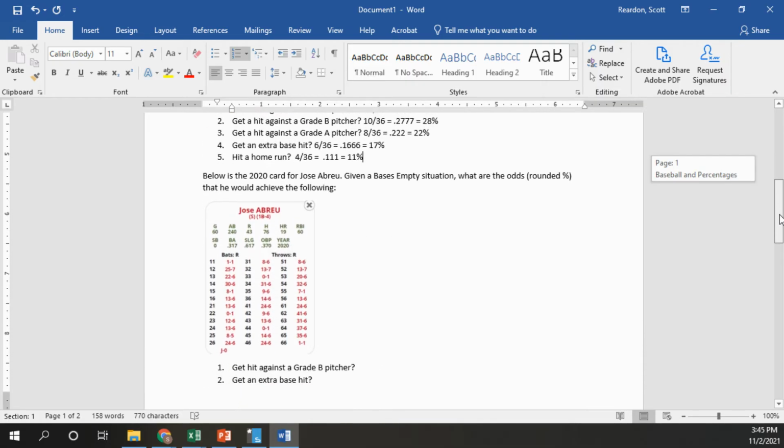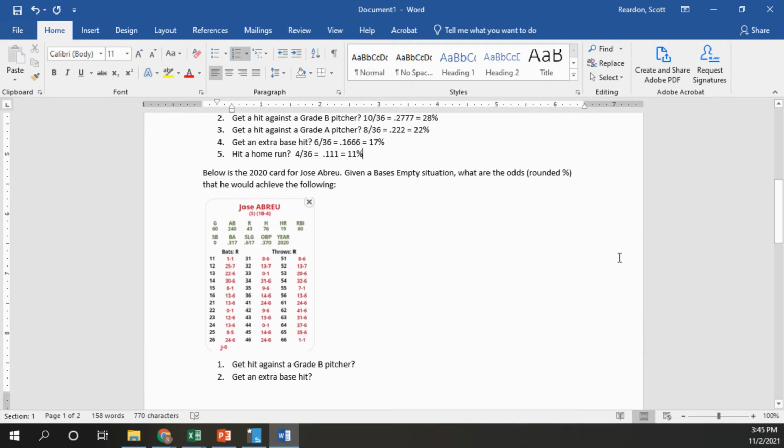Okay. Now let's take a look at Jose Abreu, 2020 season. We've just done some calculations for Ted Williams, and I don't want to repeat those all over again. But for a grade B pitcher, what are his odds of getting a hit? We can't include 8s. So anything 11 or less, not including 8, is going to be a base hit. So count with me. 11 is 1. We don't count 15, because that's going to be an out against a grade B pitcher.